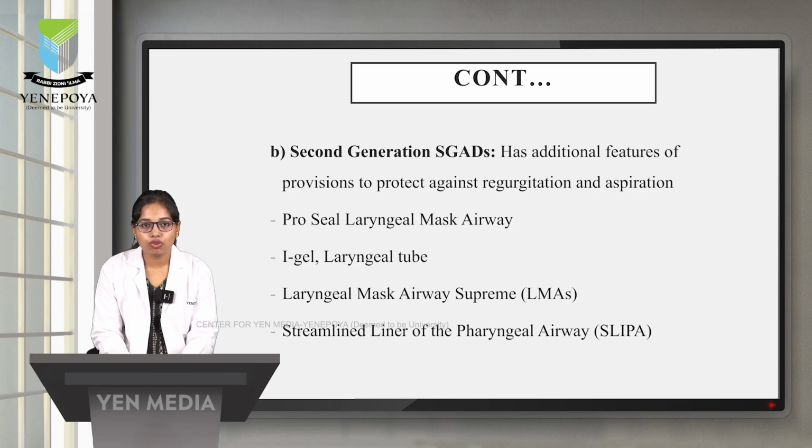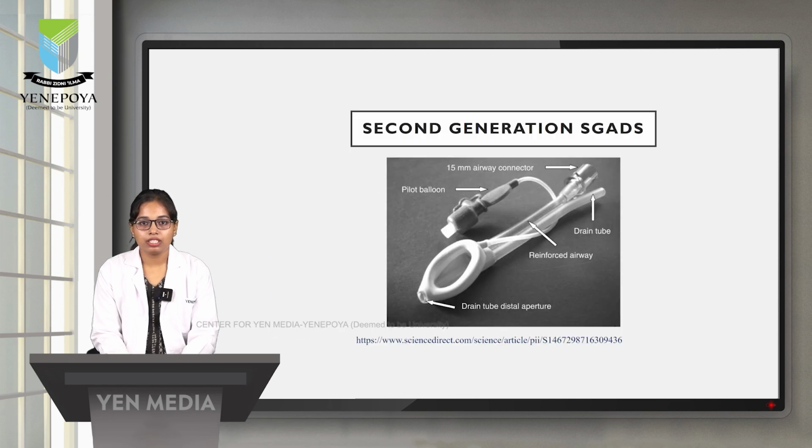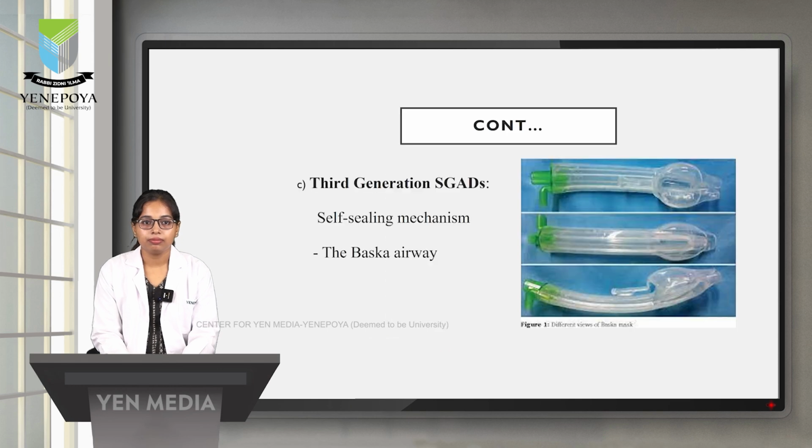The second generation of supraglottic airway devices has additional features of provision to protect against regurgitation and aspiration, that is ProSeal laryngeal mask airway, i-gel, laryngeal tube suction, and streamlined pharyngeal airway. This is how the second generation supraglottic airway looks. And the third generation of supraglottic airway devices has a self-sealing mechanism, that is the Baska airway.